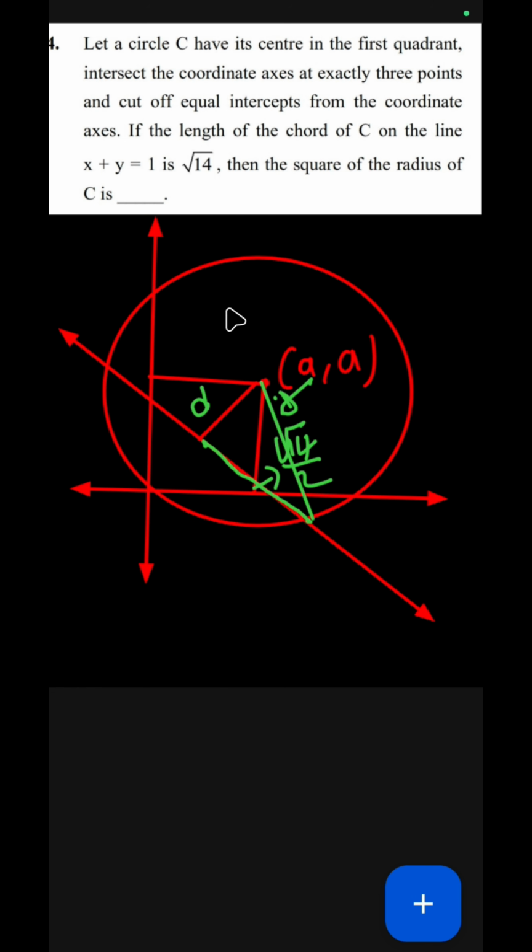Today we will discuss the question. It is the 24th question. Next, one more question is there, the 25th. There are only two questions. Today, the shift one paper will be complete.